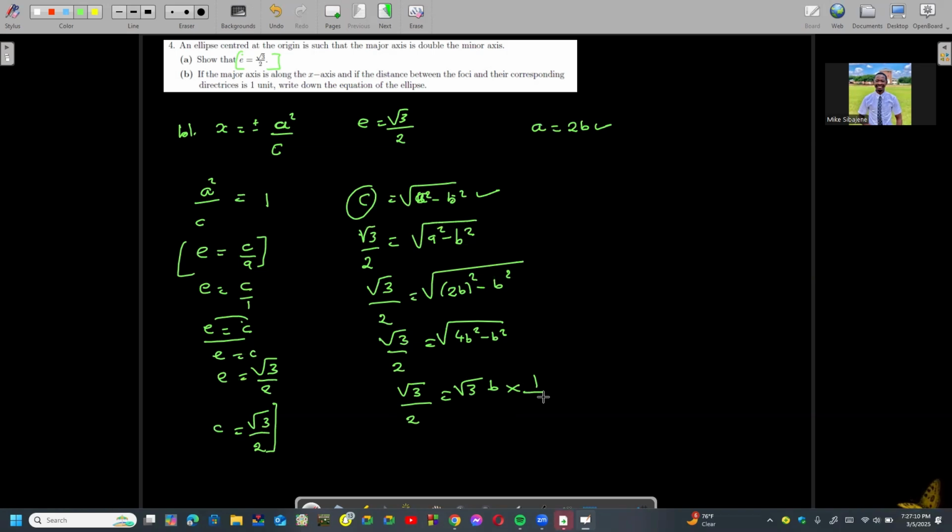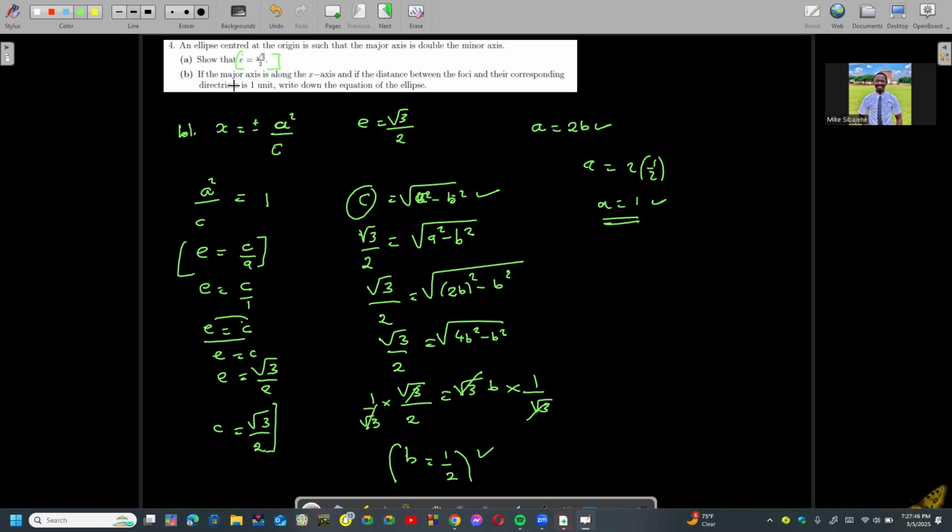We can multiply by 1 over the root of 3. This and that simplify, making your b equal to 1 over 2. This is the value of b. So b is equal to 1 over 2, and your a is equal to 2 times b, which is 2 times 1 over 2. So your a will give you 1. So we have the value of a when you have the value of b.